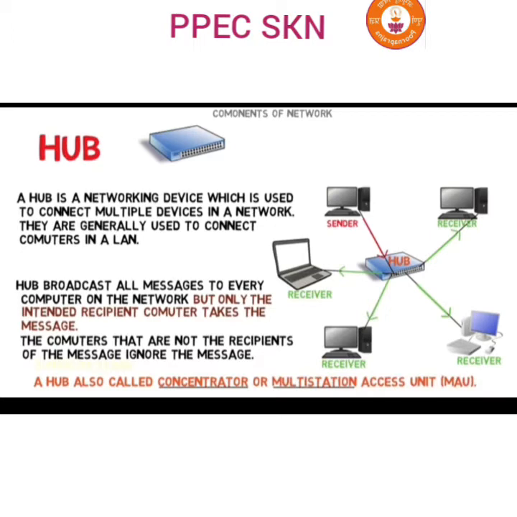And how is the hub working? Hub broadcasts all messages to every computer on the network, but only the intended recipient computer takes the message. That means the sender sends the information to the hub. It replicates its data on the other interfaces. Data comes to the hub from the sender and comes out to all the systems connected to it. All other systems are called receivers.